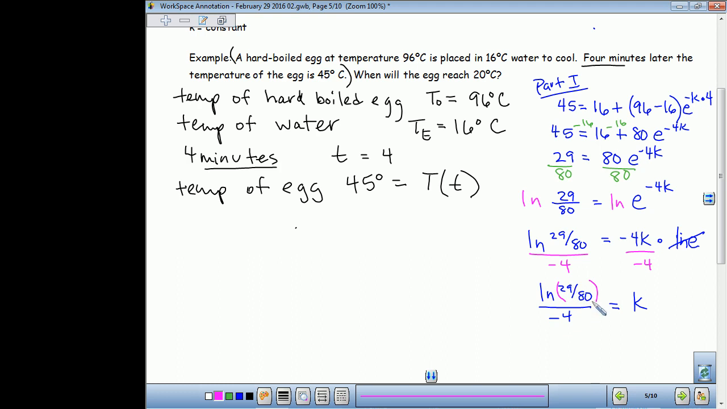So this 80 is not the number 80. It's not 80 divided by 4. This 80 is part of this natural log.